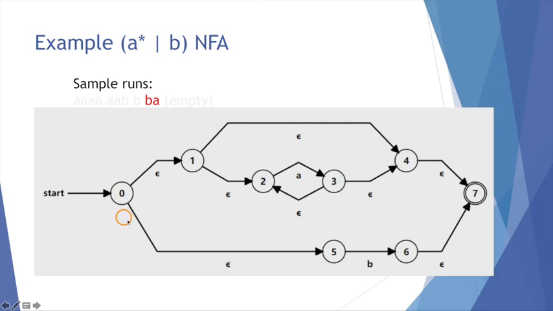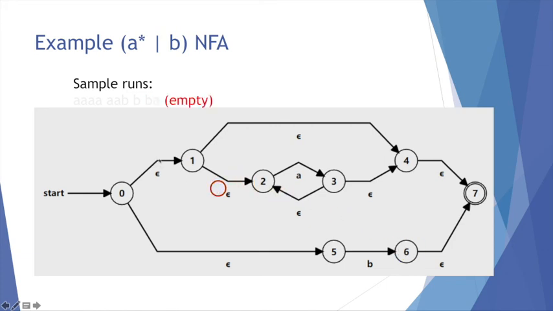We do BA. Again, we're going down. We'll pick B, 5 to 6 using B. Then because from 6 there's no way to use A to get to any other state, 6 will be rejected.